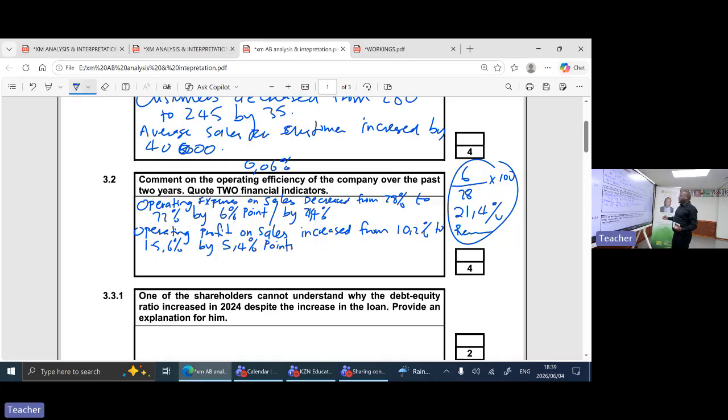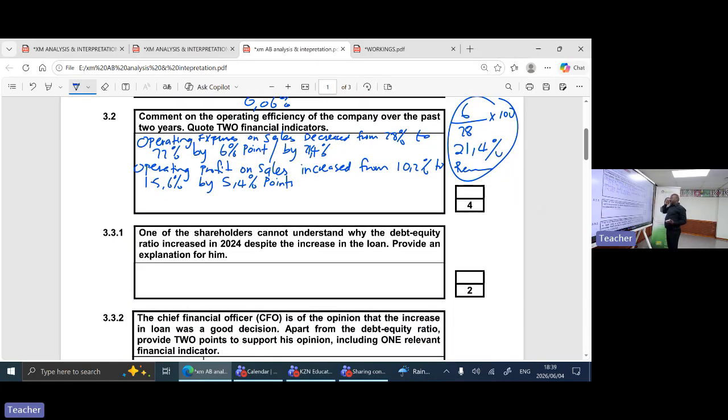What was the relative increase? In terms of relative increase, it will be 5.4 over the before value, which is 10.2, times 100, so that you can get the percentage of the relative increase. 5.4 over 10.2 multiplied by 100 is 52.9%. So this increased by 52.9%, which is very good for the business. Very good. This is our operating profit increasing relatively. So this is your alternative.